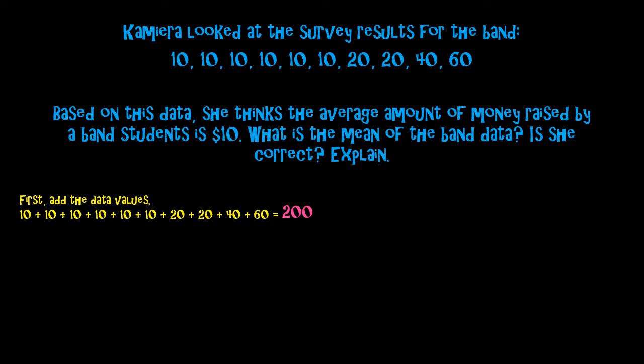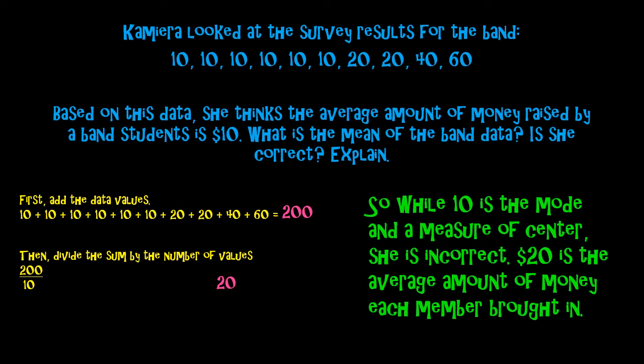Now we want to divide by the number of values. We would count how many values we have in all, and we have 10. So we say 200 divided by 10, which gives us 20. So is Camila correct? While 10 is a mode and a measure of center, she's incorrect. 20 is the average amount of money each member brought in.